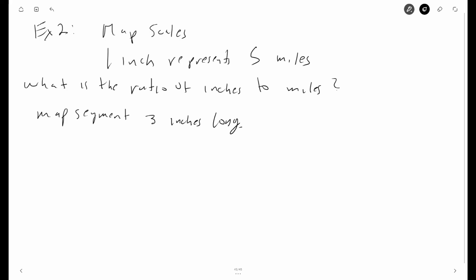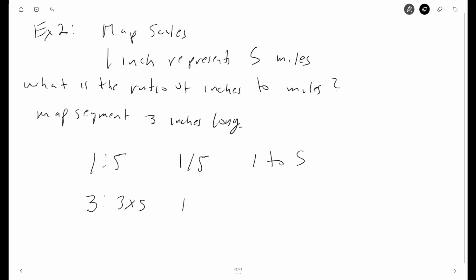So according to what we were told, 1 inch represents 5 miles. That means that we can write the ratio as 1 to 5, 1 over 5, or 1 to 5. So 3 inches long, that means that instead of 1, it's going to be 3. And then to get the other related quantity, we're going to multiply 3 times 5.